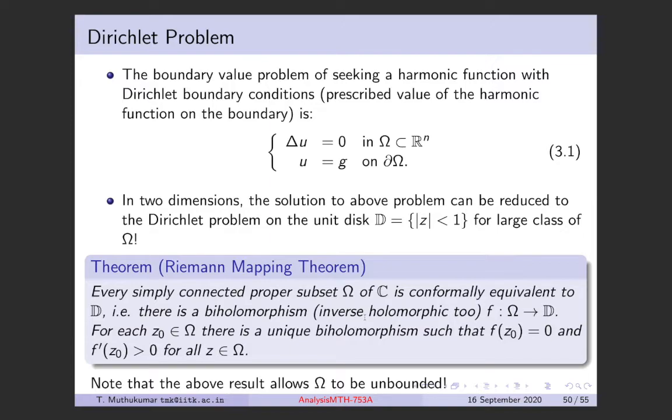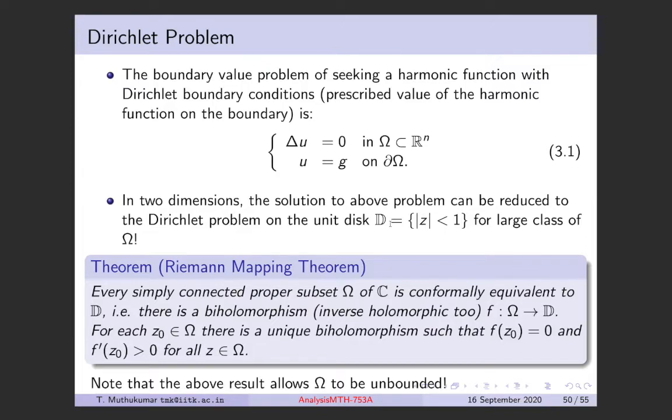So using this theorem, what we are saying is that if you want to solve 3.1 for any arbitrary domain omega, you just have to solve it in the unit disk. And since there is a conformal map from omega to the disk, you can use the solution on the unit disk to compute the solution for any simply connected proper set omega.